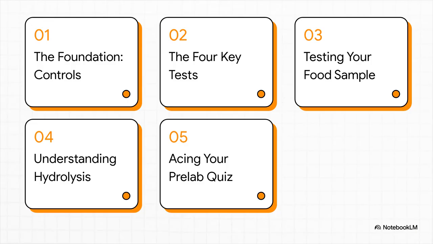So here's our roadmap. We're going to start with the most fundamental part of any good experiment, controls. From there, we'll dive into the 4 key tests you'll be using, how you'll actually test your food sample, then we'll get into the science of hydrolysis, and finally wrap it all up with how to nail that pre-lab quiz.